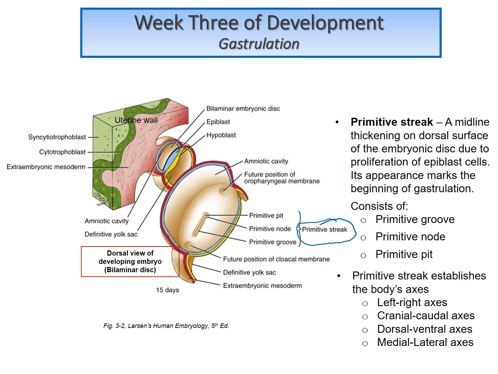The primitive streak contains a groove, the primitive groove, which ends at the primitive pit, a depression within the primitive node. The primitive node is an expansion of the primitive streak at the head or cranial end of the streak. The primitive streak is important in establishing the axes of the developing organism: left-right, cranial-caudal, dorsal-ventral, and medial-lateral axes.